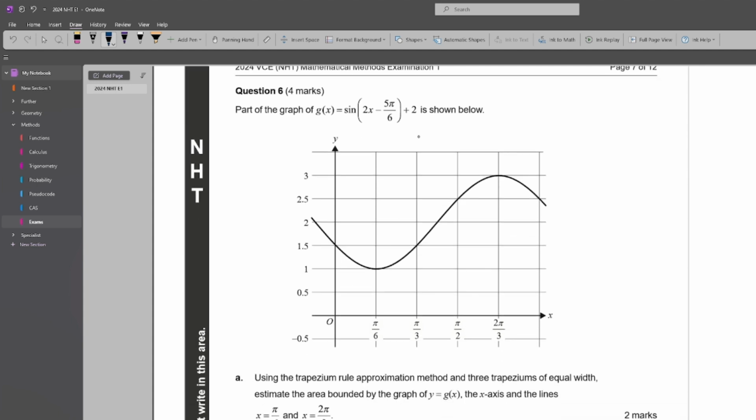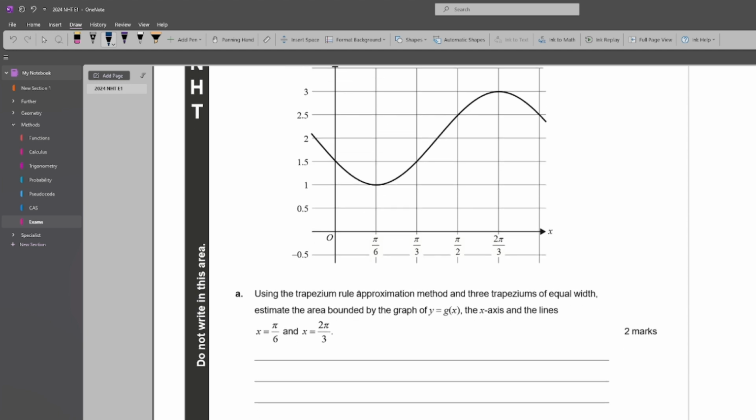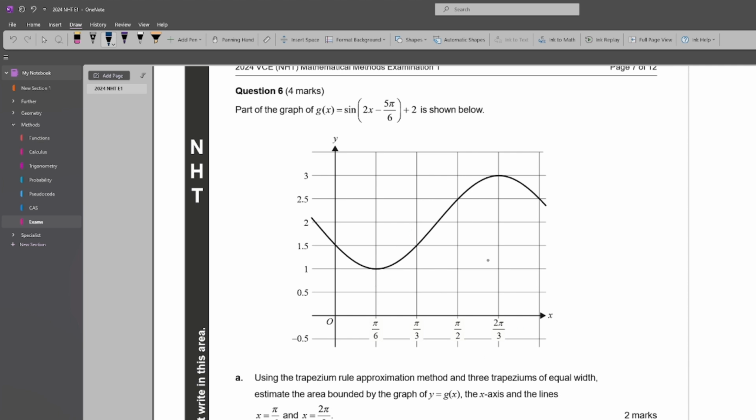Okay, we've got a sine function translated 2 units up, shown below. Using the trapezium rule approximation method and 3 trapeziums of equal width, estimate the area bound by the graph of y equals g of x, the x-axis, and the lines x equals pi on 6 and x equals 2 pi on 3. Okay, so we're going from here to here. Let's split this up using 3 trapeziums. So here's our first one. Here's our second. And here's our third.